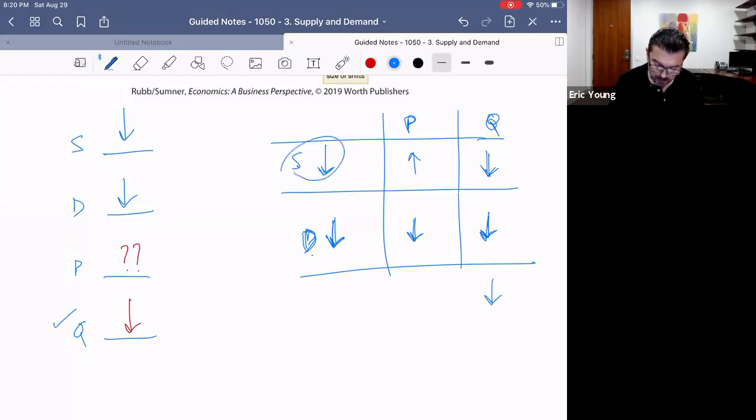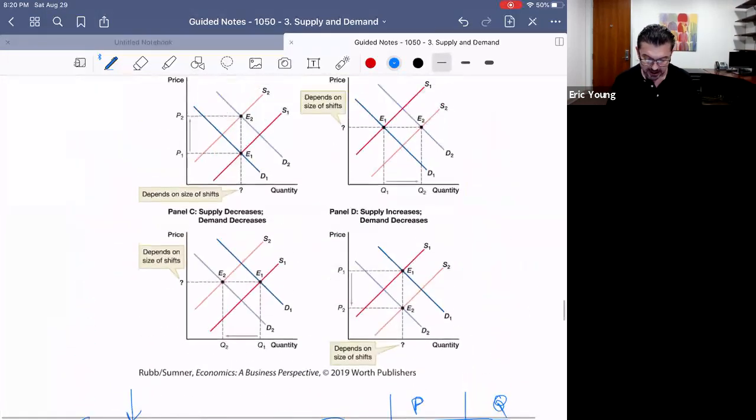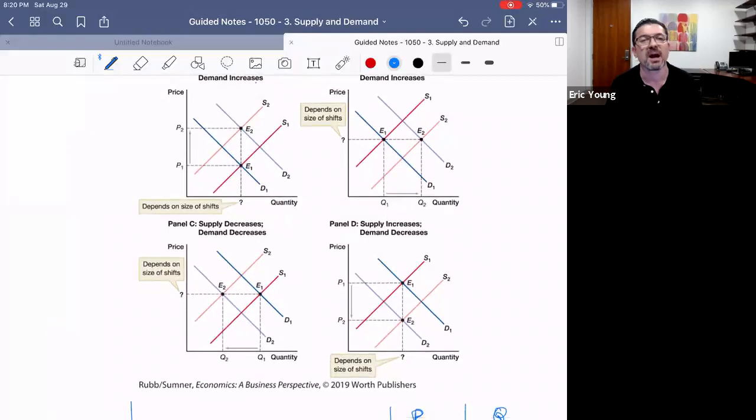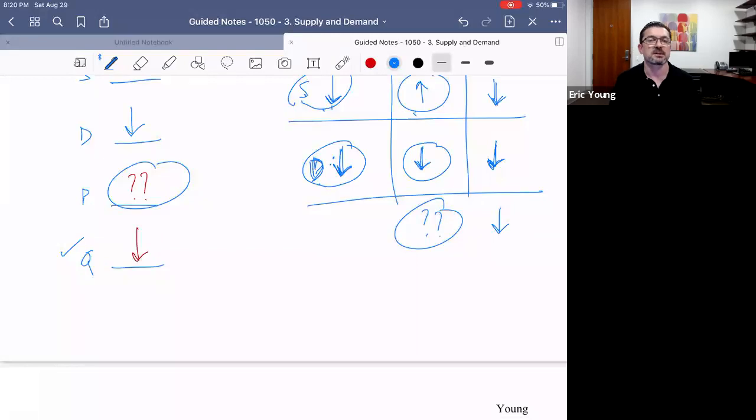The supply move is nudging price up, while the demand move is nudging price down. Since these two curves are exerting contrary forces on price, and since we don't know which is the stronger, bigger curve, we have to conclude that price is indeterminate. Okay? You can take a look at these examples up here, the 4 different panels, and double check your knowledge. But for now, that's the analysis.